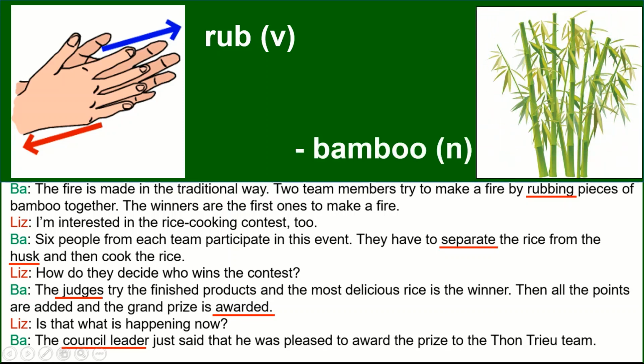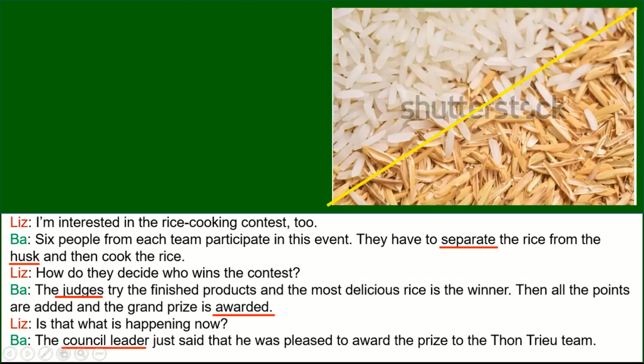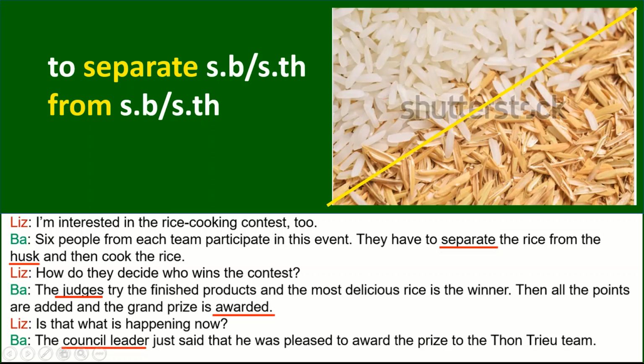And this is the picture of bamboo. I think all of you know this kind of tree. And this is the picture of husk and rice. Husk is the covering of rice. You can see the yellow line here, which means to separate the rice from the husk. Okay.